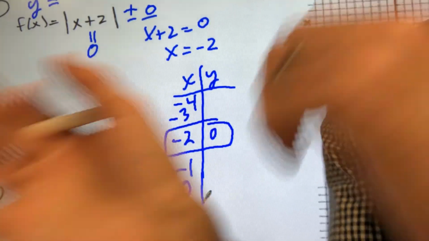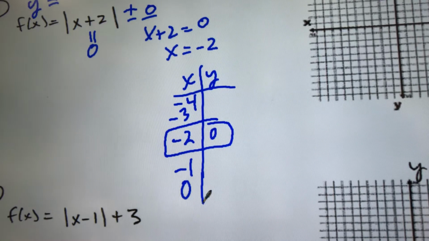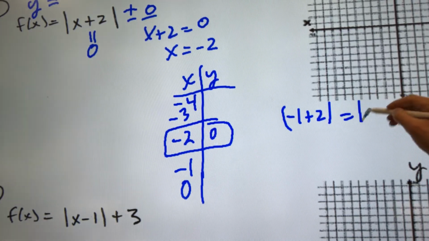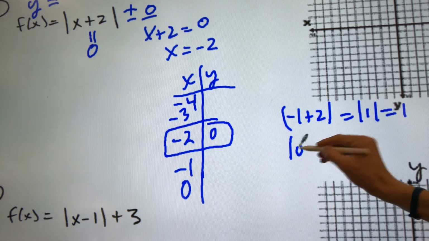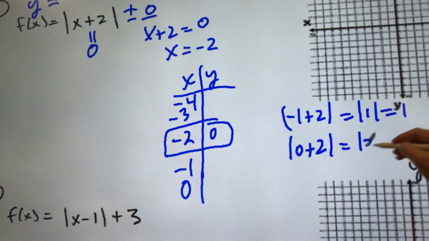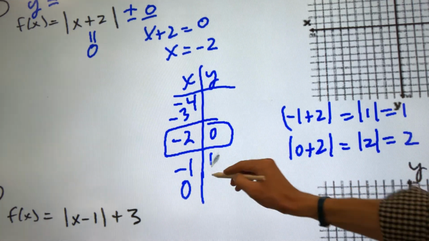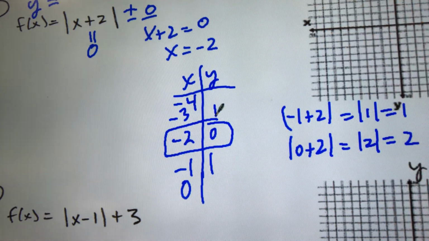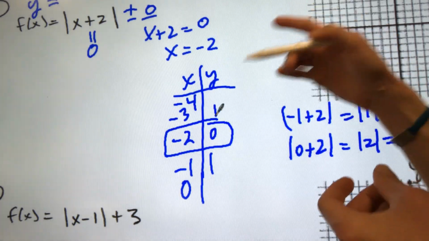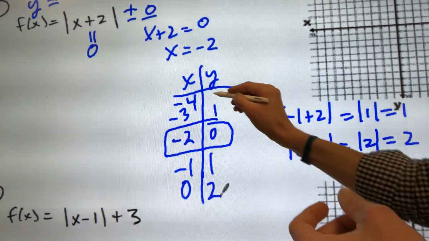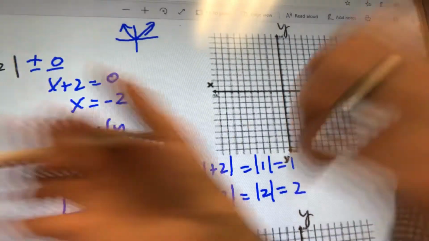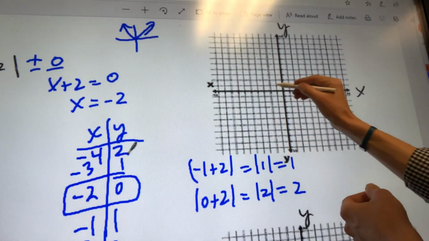Again, you can always just plug these numbers in, -1 and 0 in for x. Get the absolute value of 1, which is 1. I get the absolute value of 2, which is 2. So when I plug negative 1 in for x, I get 1 for y. Same thing as if I plug negative 3 in for x, I get 1 for y. If I plug 0 in for x, I get 2 for y. Negative 4 in for x, I get 2 for y. All right, negative 4, 2. 1, 2, 3, 4.